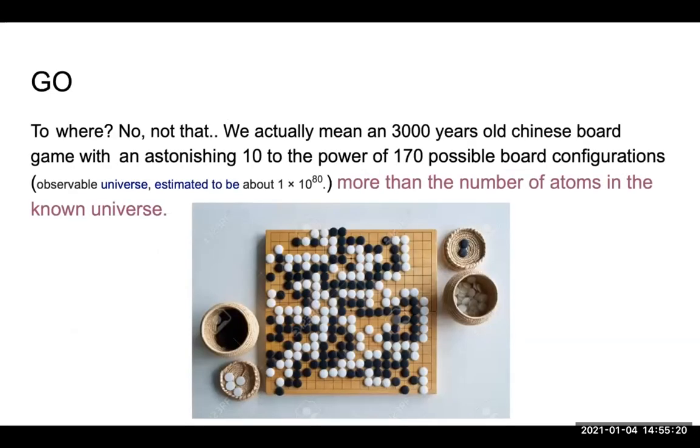So I want to talk about the game Go. For those who don't know the Go game, it's an ancient Chinese board game. It's a very old game. The surprising fact about that game is there are 10 to the power of 170 possible board configurations. This number is more than the number of atoms in the universe.